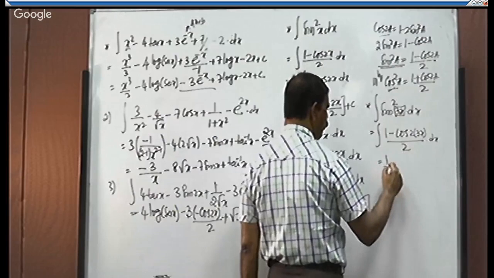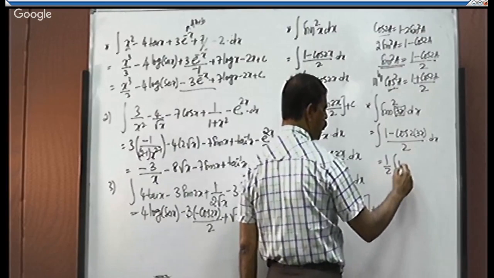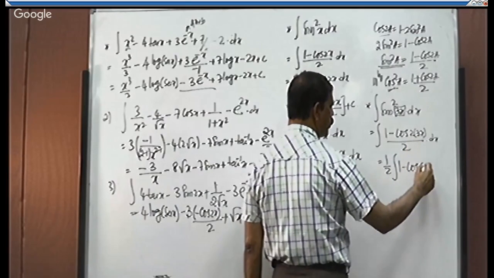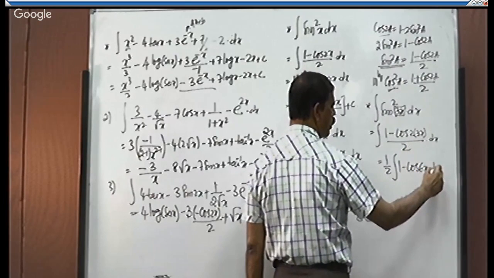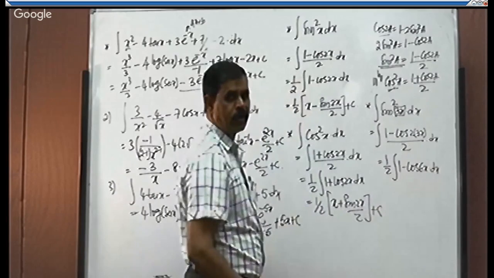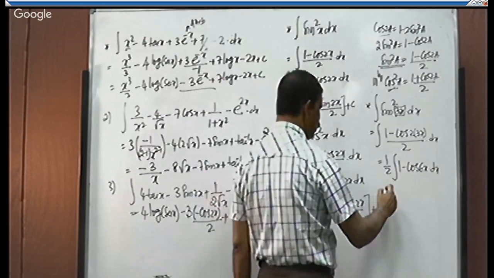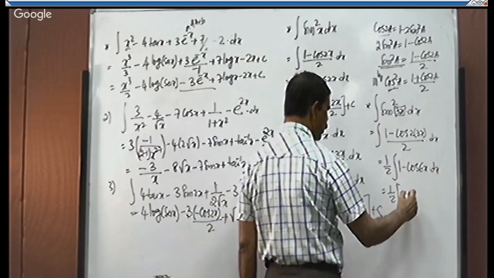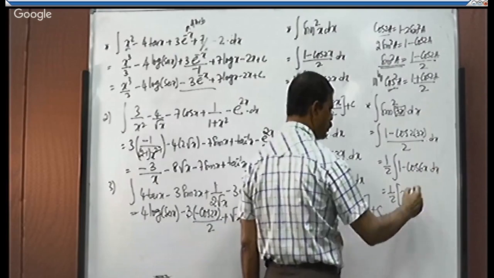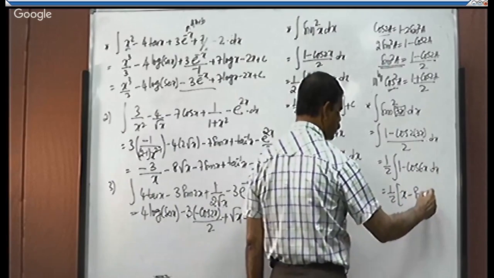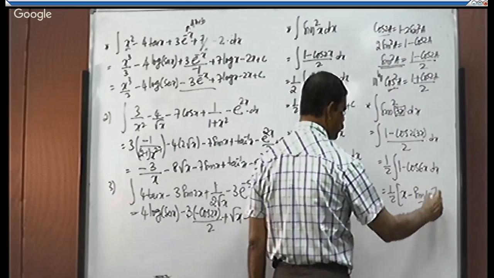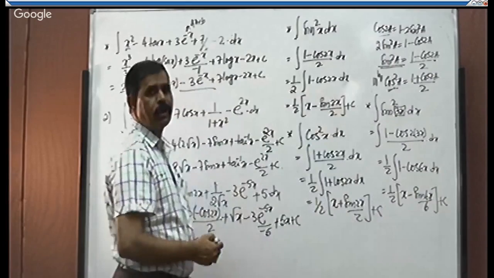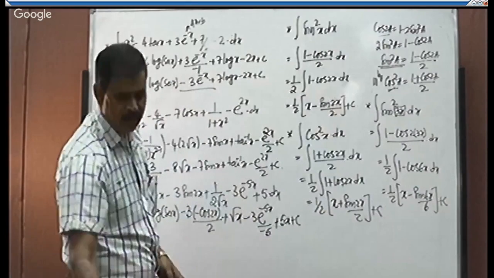Now it becomes 1 by 2 into 1 minus cos of, you can multiply these two, 6x into dx. Now it is integrable. You can integrate it. 1 by 2, for 1 it is x, minus, for integration of cos it is sine 6x divided by 6 plus c. So like that you can take any value in place of x, right?